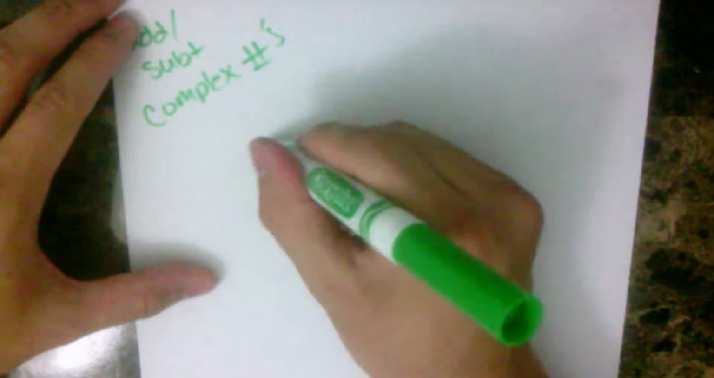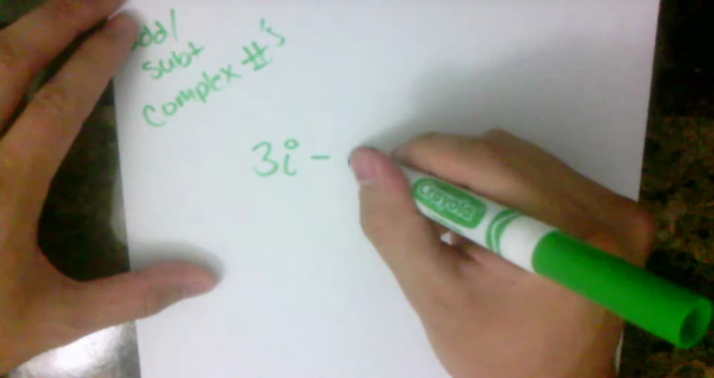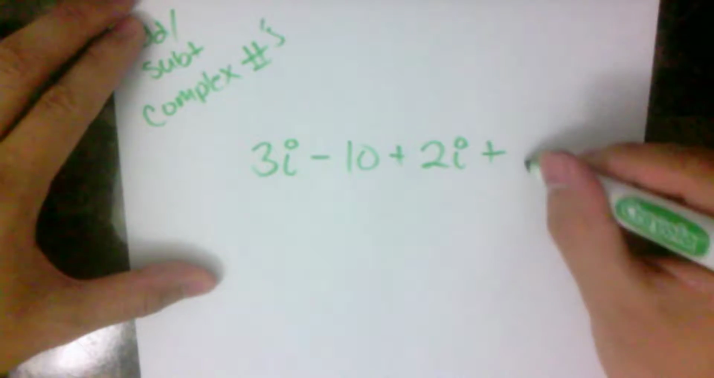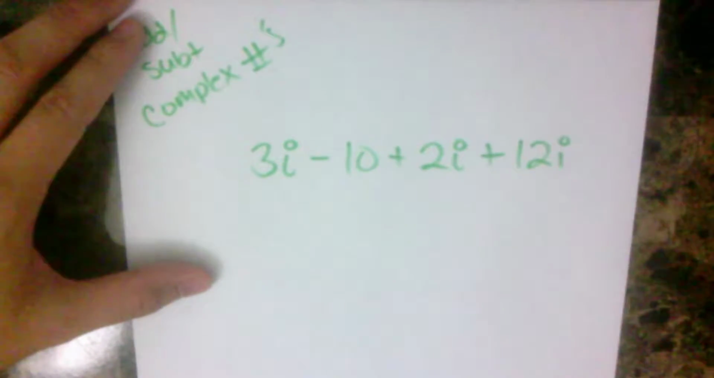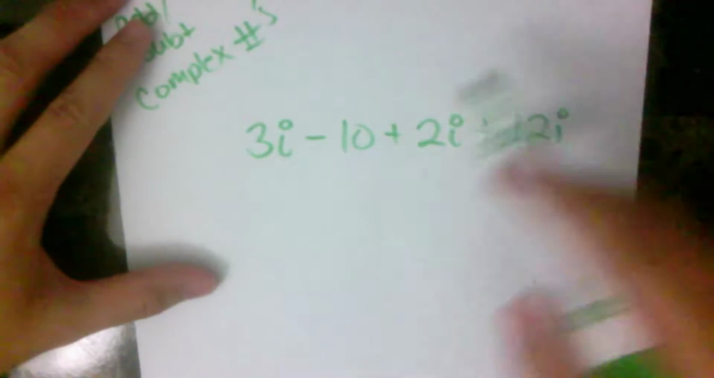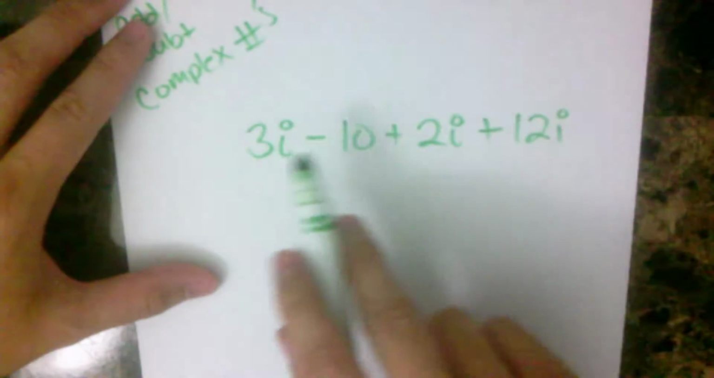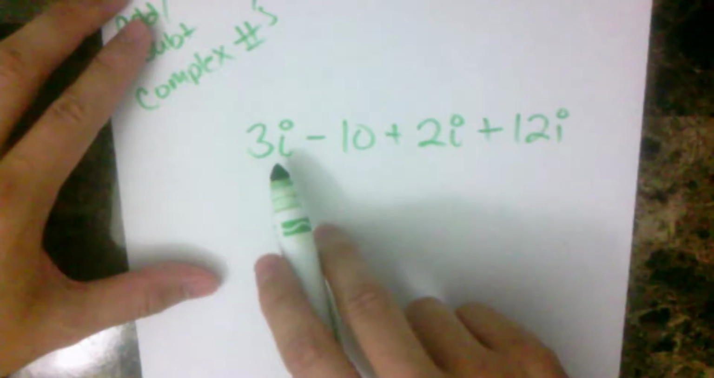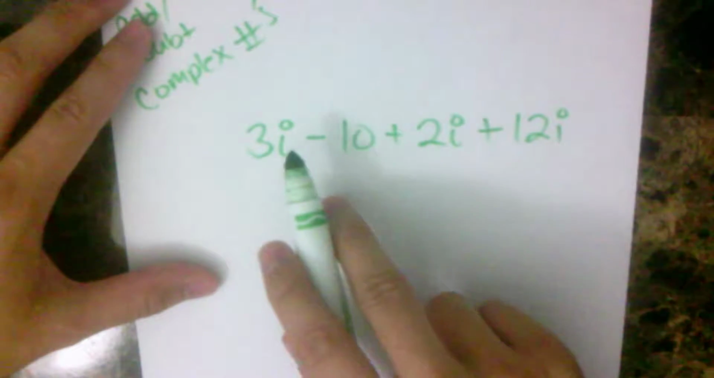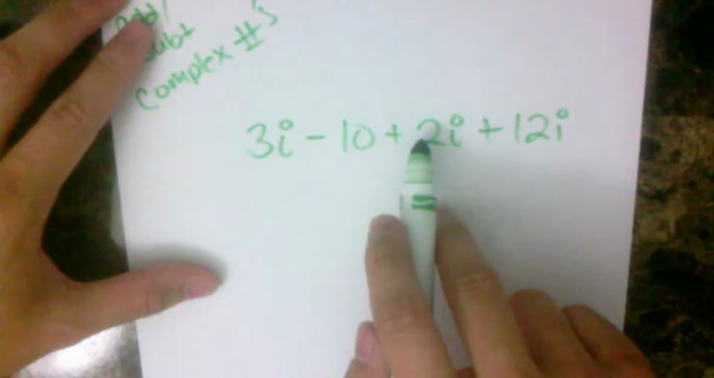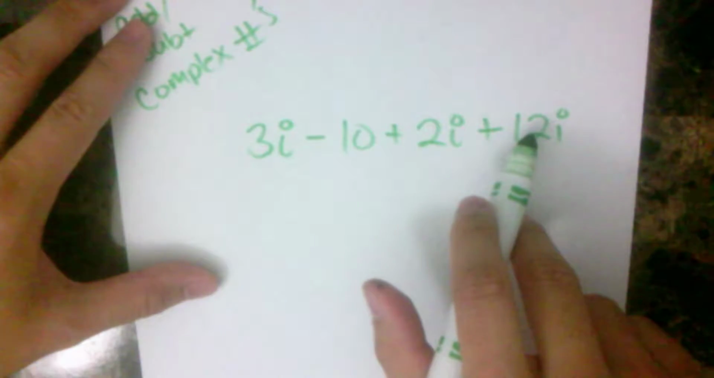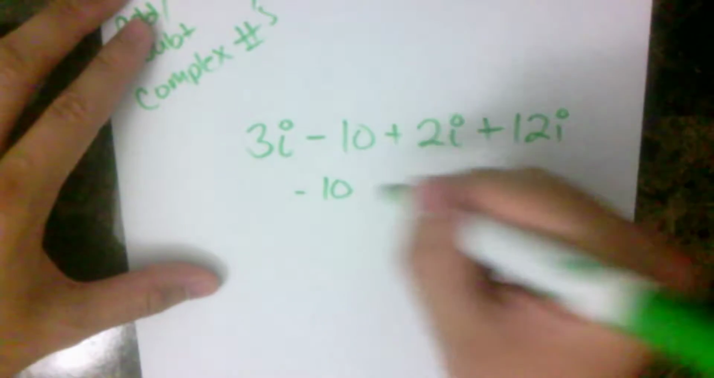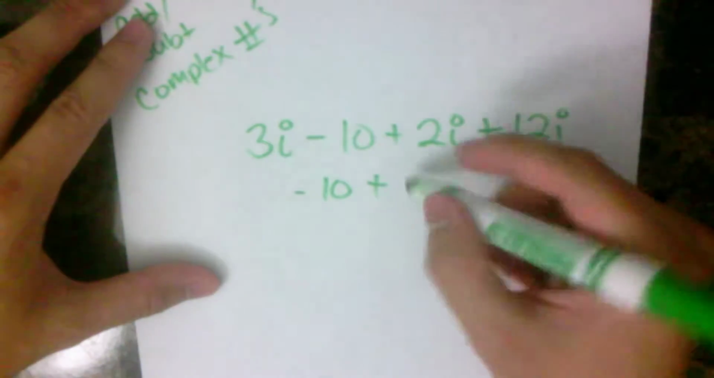So if I have something like this, 3i minus 10 plus 2i plus, I don't know, 12i. Given a problem like this, you'll notice that there's a random 10 in here, but there's no other number without an i. We cannot combine this because it is not a like term. But you'll notice that has an i, that has an i, that has an i. We can combine these. 3i plus 2i is 5i, plus 12 more i's gives us a total of 17 i's. So your final answer here would just be negative 10 plus 17i.